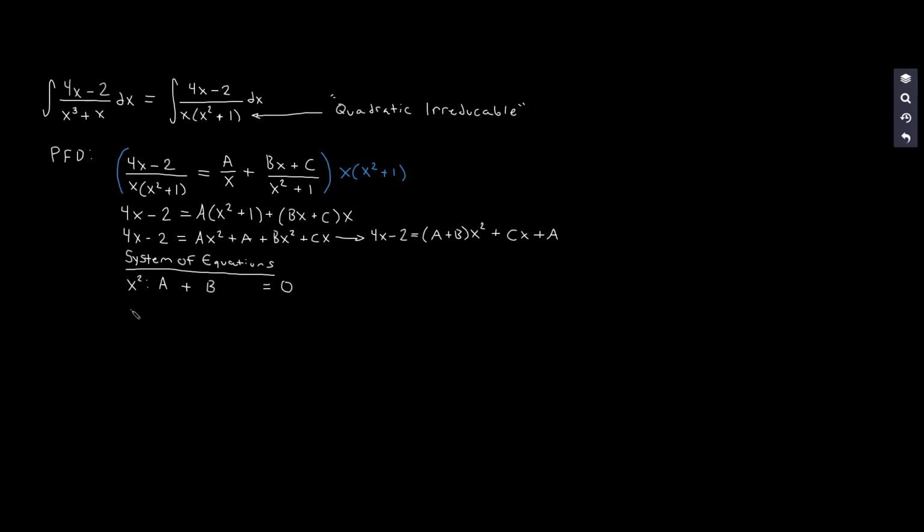Then I'm going to do the x terms. So we're going to do blank, blank, but there is a c and an x. 0a plus 0b plus c. Then for the constants, there's one constant of a, there's 0 b's, and there's 0 c's, and that equals negative 2.